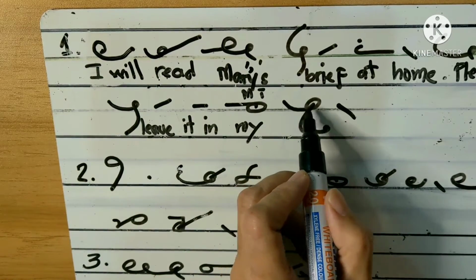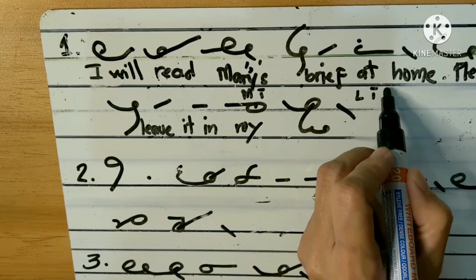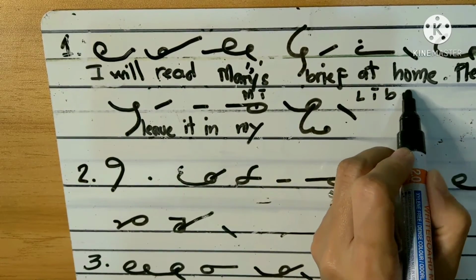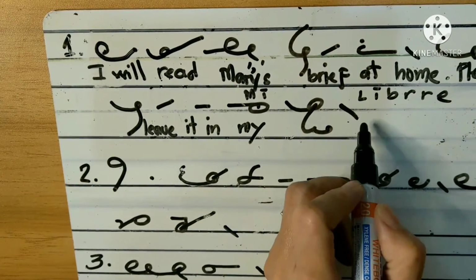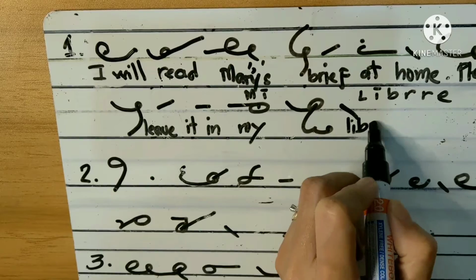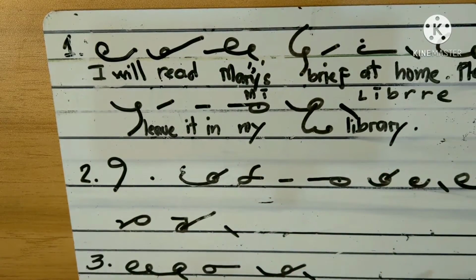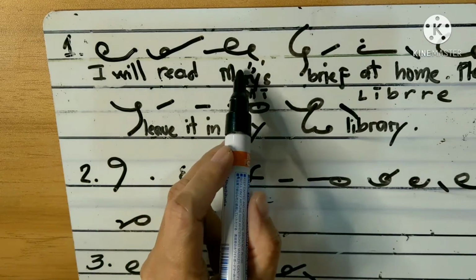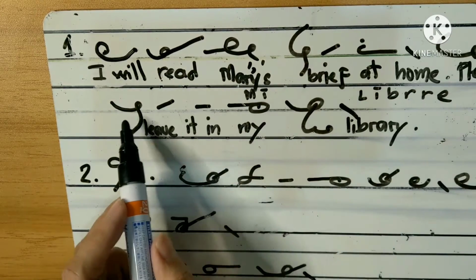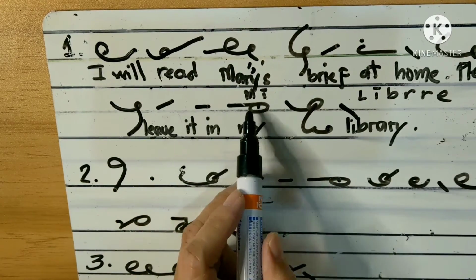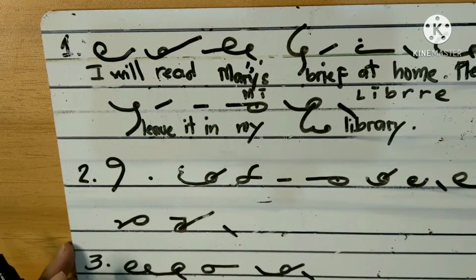Okay. L, long I, B, R, E. Library. And then, period. I will read Mary's brief at home, period. Please leave it in my library, period. Okay. Next.